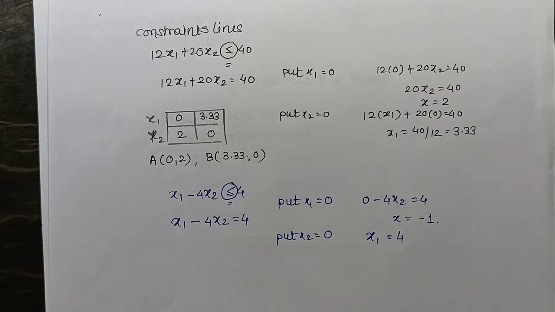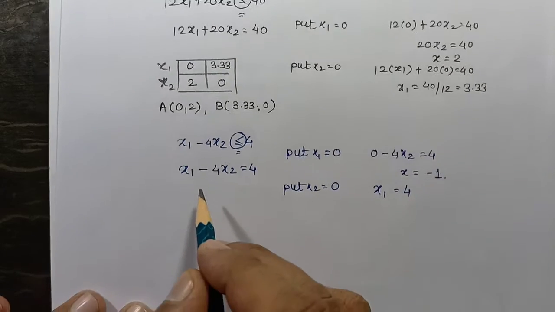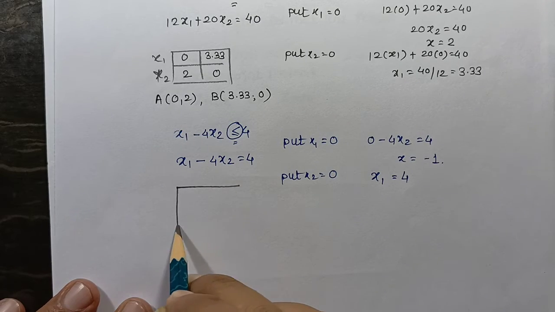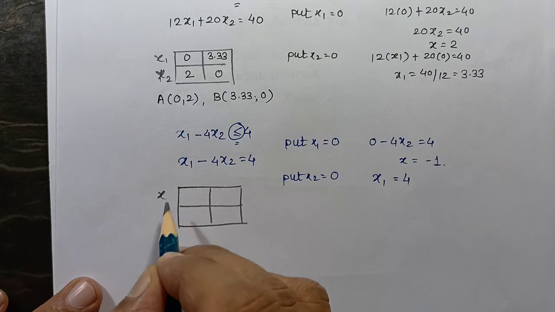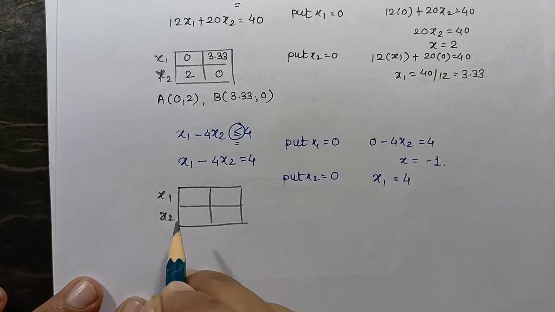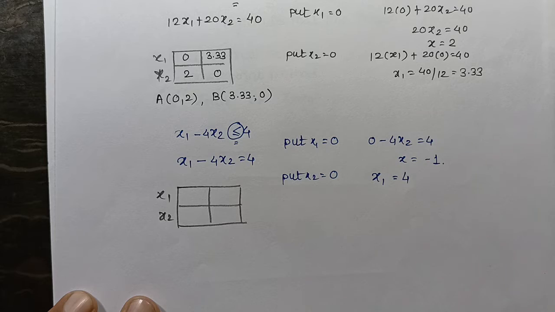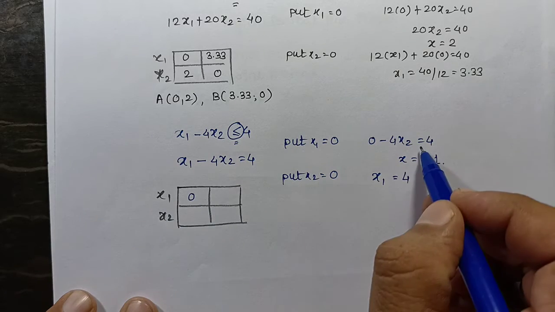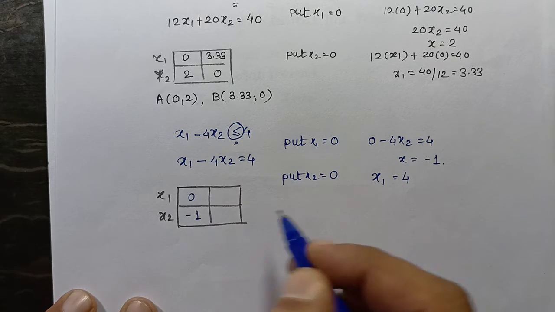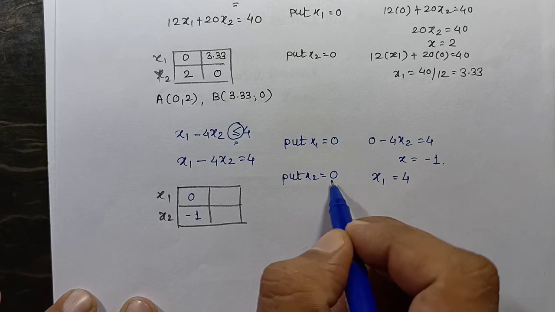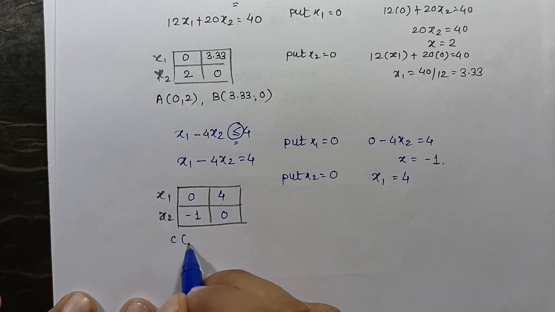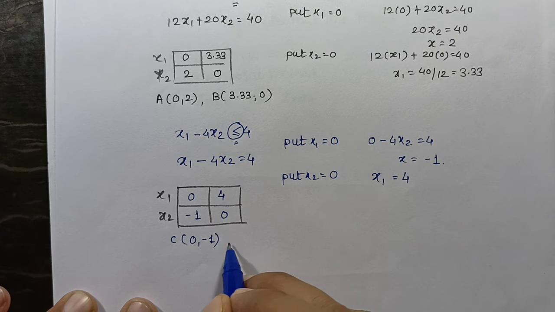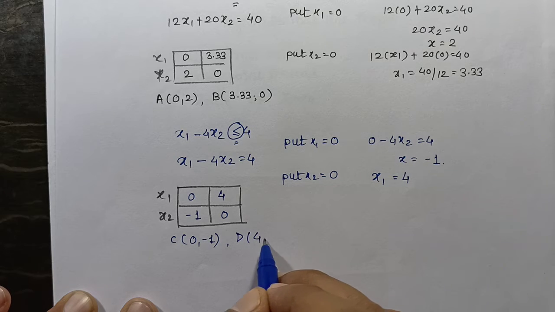I'll put a table here in order to get the coordinates of the next line. This is x1, this is x2. When I put x1 is equal to 0, x2 is minus 1, and when I put x2 is equal to 0, x1 is 4. So I got two new points, C, 0 comma minus 1, and D, 4 comma 0.